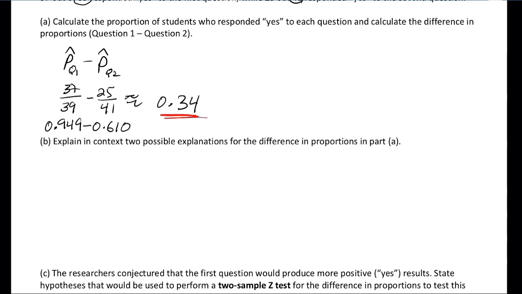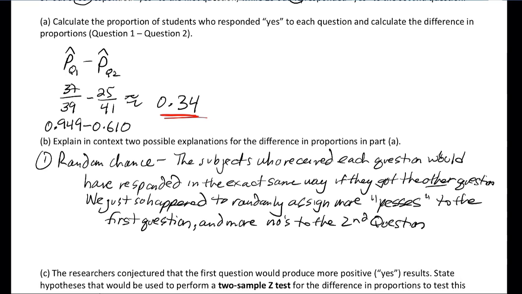One explanation, to put it very, very simply, is random chance. The subjects who received or heard each question would have responded in the exact same way if they had gotten the other question. We just so happened to randomly assign more yeses to the first question and more nos to the second question.